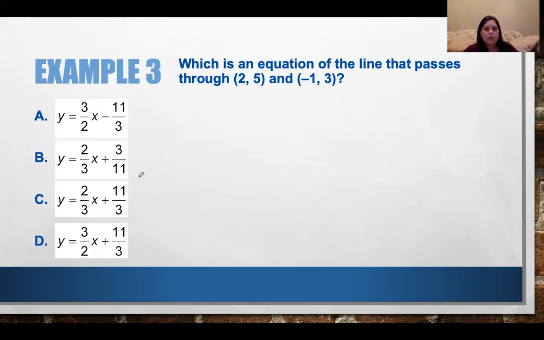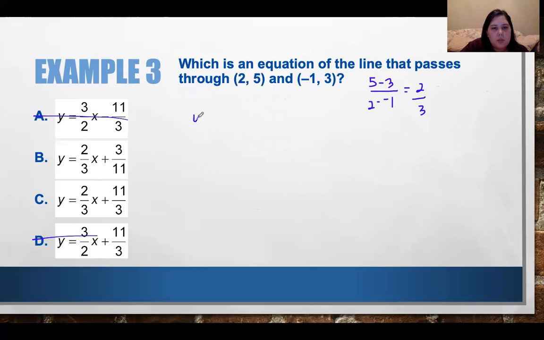All right, so go ahead and try this one, which is an equation of the line that passes through (2, 5) and (-1, 3). All right, so let's find our slope. I'm going to do 5 minus 3 over 2 minus negative 1, and we're going to get 2 over 3. So my slope is 2/3. With that, we cross out answer choices D and A.